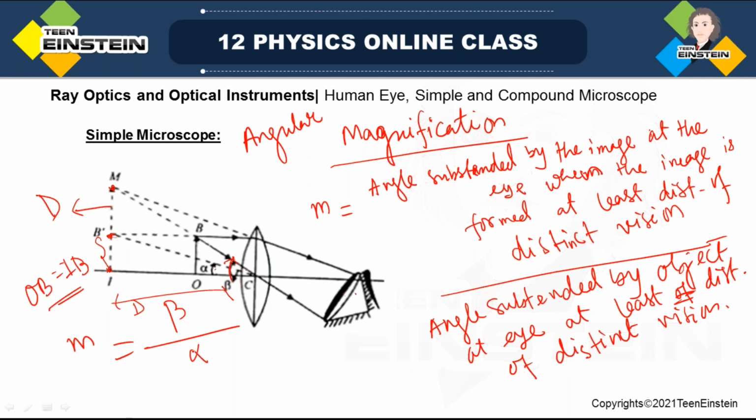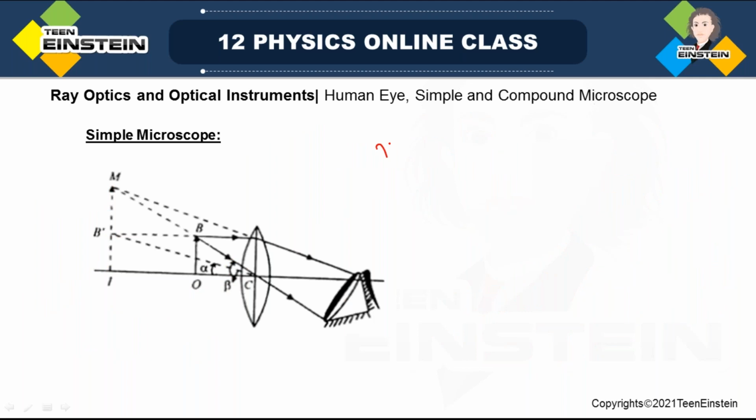I'll repeat the magnification. Magnification is defined as the ratio of the angle subtended by the image at the least distance of distinct vision to the angle subtended by the object at the least distance of distinct vision. By doing that, I'll just clean everything and write this alone. So I'm getting beta by alpha.